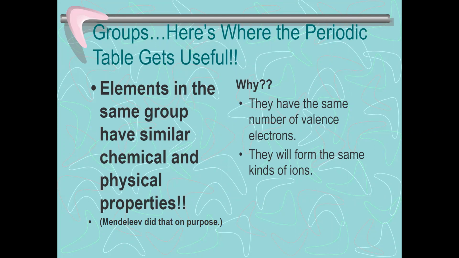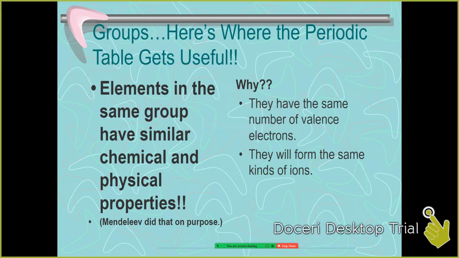So groups within the periodic table are very useful. And like I said, there are a couple of reasons why we see similar properties. One is that they have the same number of valence electrons within a group. And valence electrons are especially important with regard to reactivity of elements and how they are going to form bonds, or what types of bonds they're going to form. And then also within a group, you see the fact that they will form the same kind of ion, which is what we'll be looking at tomorrow.